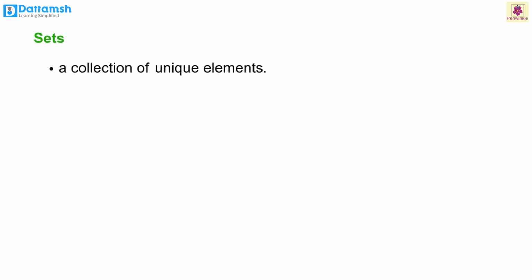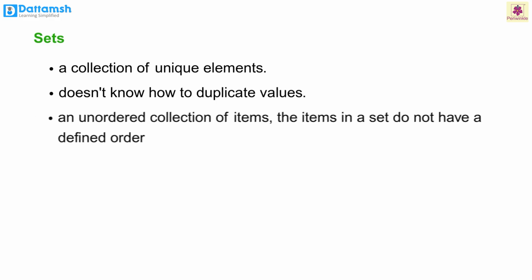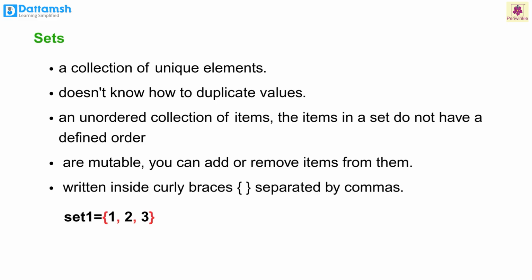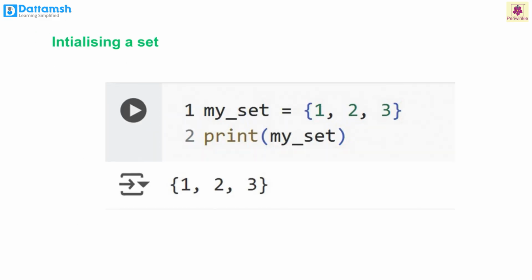Sets. A set is a collection of unique elements, which means it doesn't allow duplicate values. Sets are an unordered collection of items, which means the items in a set do not have a defined order. Sets are mutable, which means you can add or remove items from them. Items are written inside curly braces separated by commas. You can initialize a set in the following way.